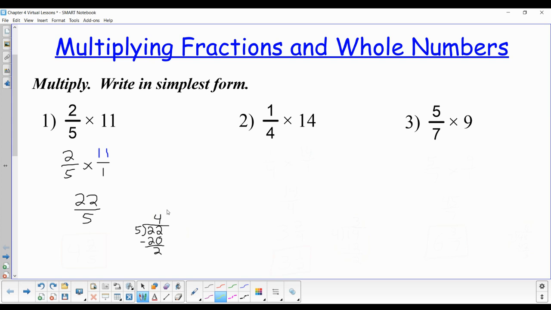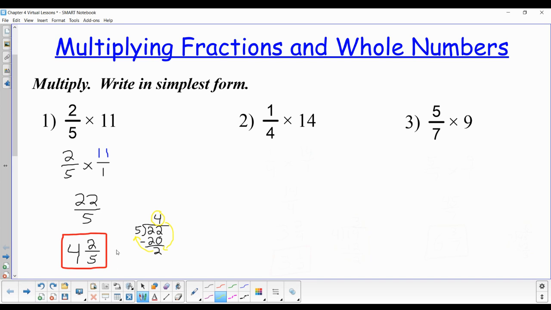We just have to know how to turn this into a mixed number. So the number up here is your whole number answer, 4. 4 is the whole number. And then you follow it down to the remainder, and the remainder becomes your numerator. Sorry, that got moved. So your remainder becomes your numerator, and your denominator, which is 5, stays the same. And that is how you multiply a fraction with a whole number.